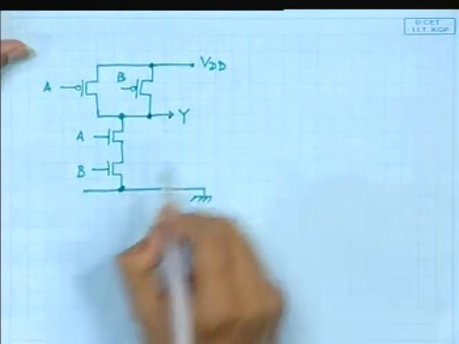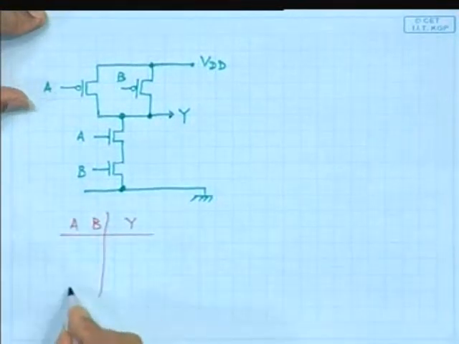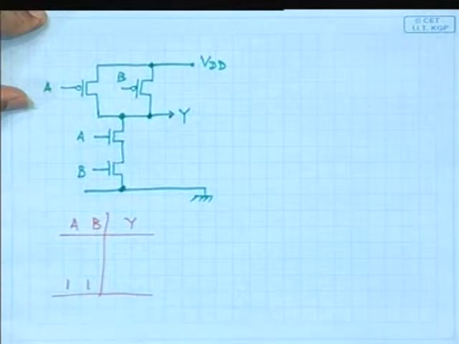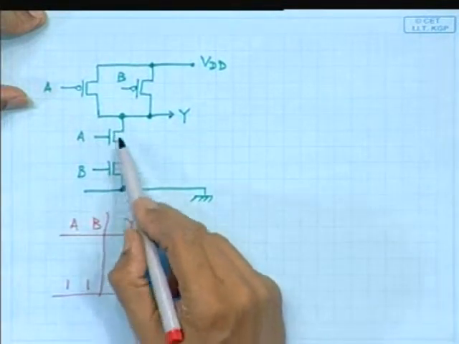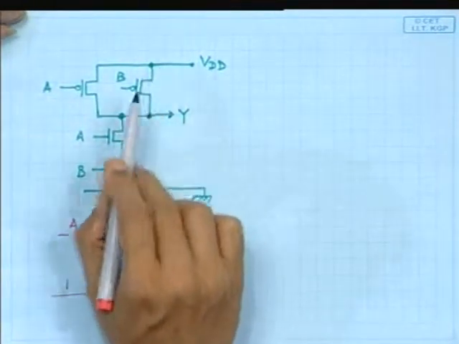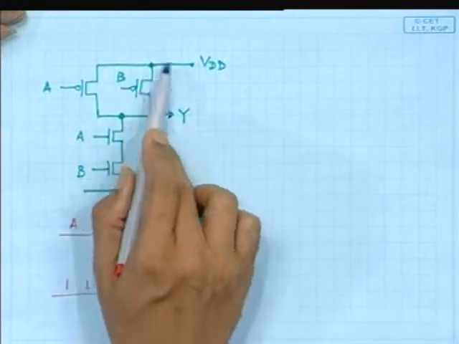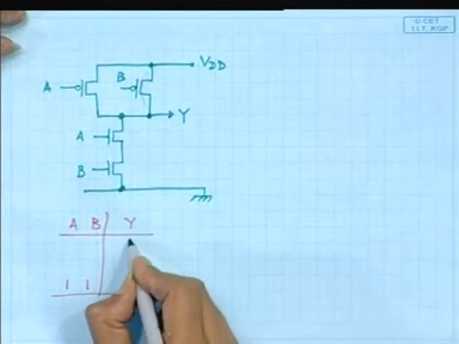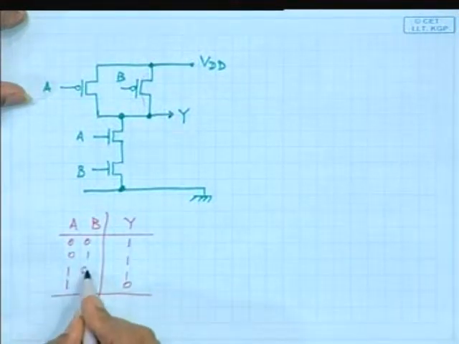So, if we look at its truth table, we find that only when A and B both are high, at that time it is 0, otherwise if any one of them is 0, it is not getting a path over here. Now we have to look whether it gets a path over here. So, if either this is 0 or that one is 0 or both are 0, then Y is getting a path to VDD. So, in all other cases it will remain high. So, 0 0 0 1 or 1 0.